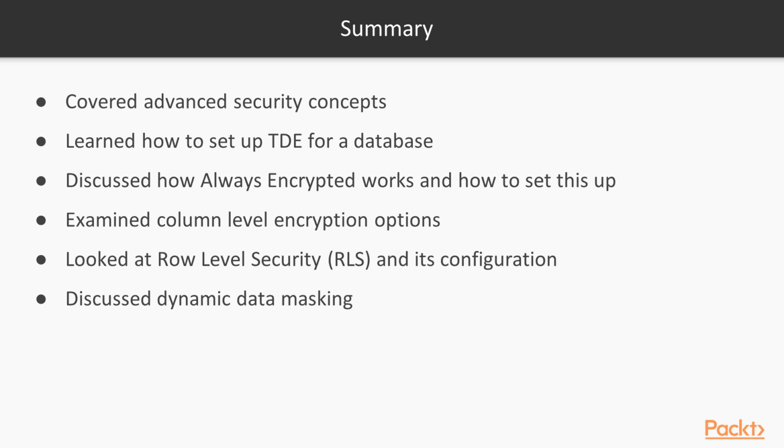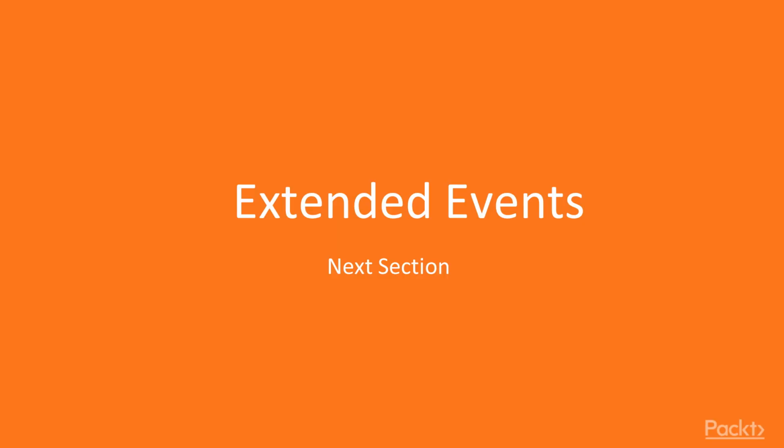This concludes our Advanced Administration and Security section, where we looked at encryption features, transparent data encryption, always encrypted, and column level encryption. We also looked at row level security and dynamic data masking. In the next section, we'll move on to extended events.